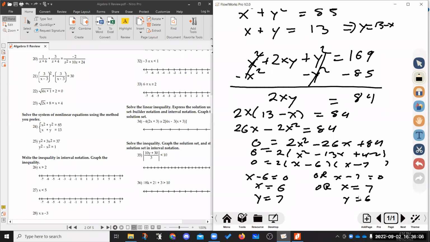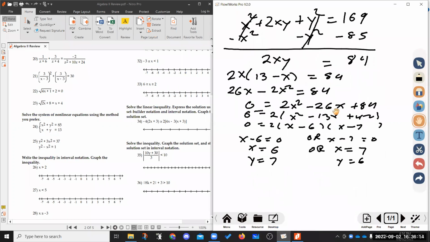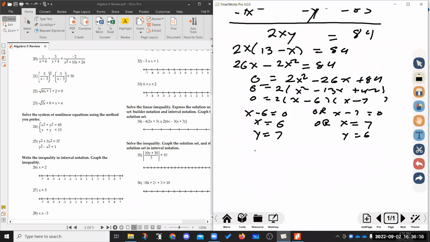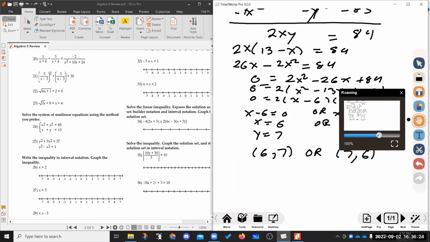13 minus 7 is going to be 6. And those are my ordered pairs. All right, those are my ordered pairs. That should be my solutions here, (6, 7) or (7, 6). Let's check them out in the original here.